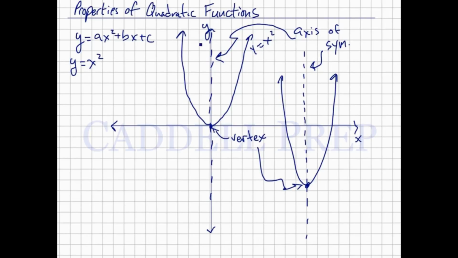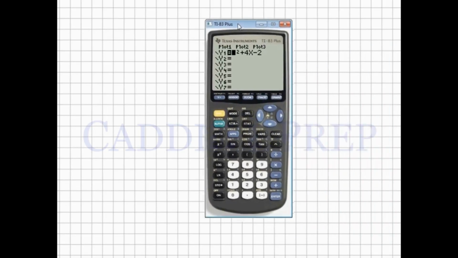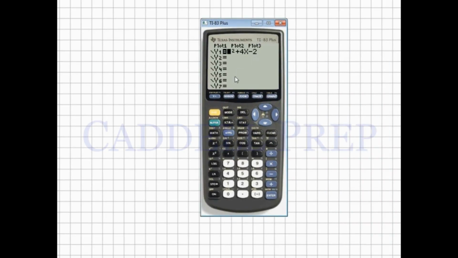Alright, so if we look at a graph, we could easily see the vertex and the axis of symmetry, but if it's something like this here, where it's not exactly on a particular tick mark, we might not know for sure what it is, but it doesn't matter because there's a way to solve it algebraically. Before we get into solving it algebraically, let's take a look at doing it on the calculator. So we have y equals x squared plus 4x minus 2. Now let's take a look at the graph of this.